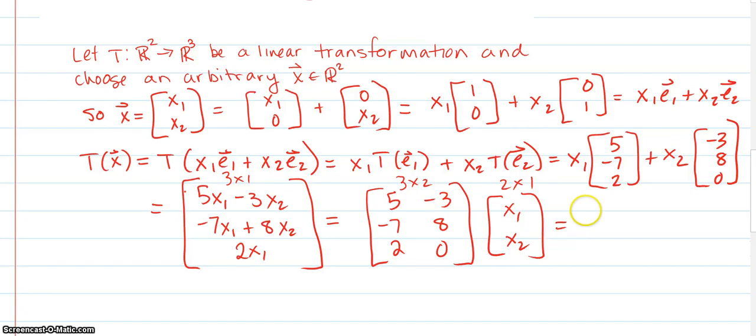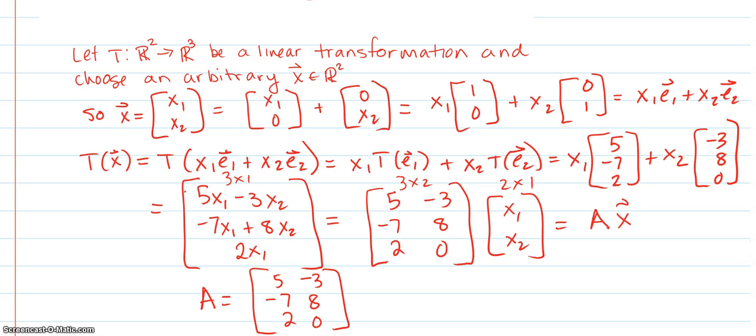If you notice, here's a matrix times x. So we found the A, the matrix that's going to make that happen, right there. In general, notice, by the way, that this column was just T of E1 and this column was T of E2.